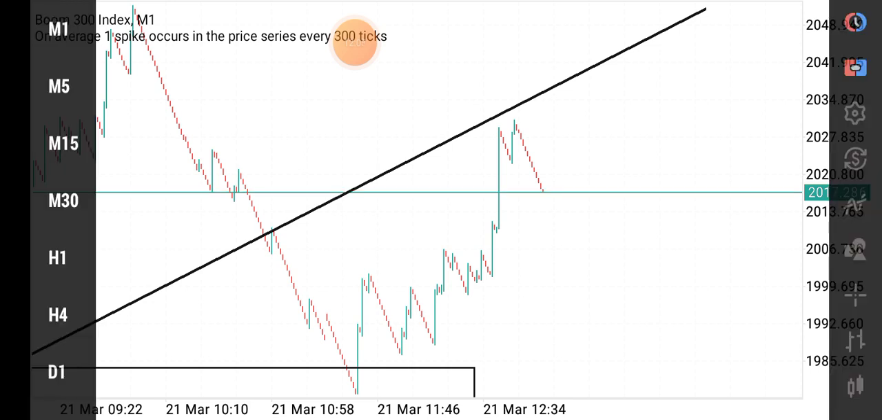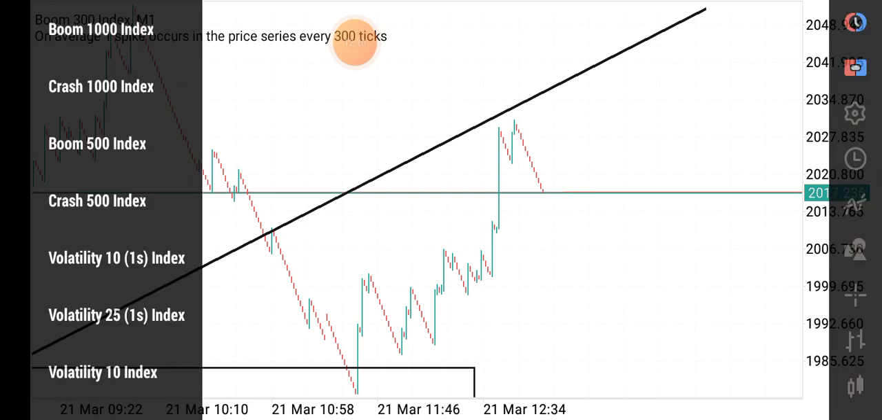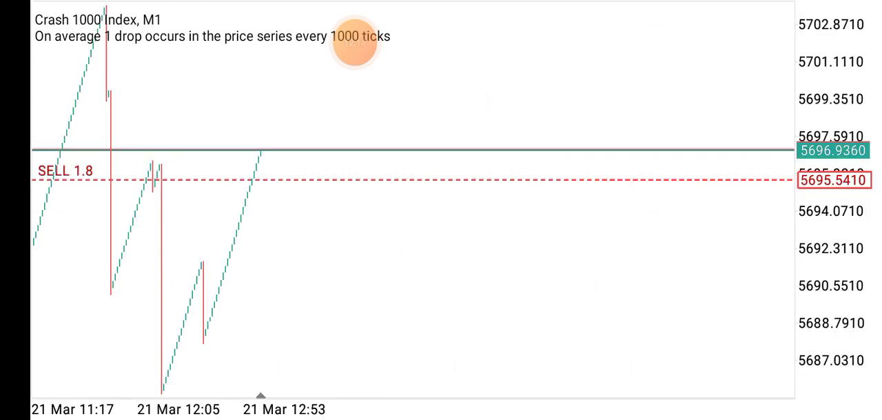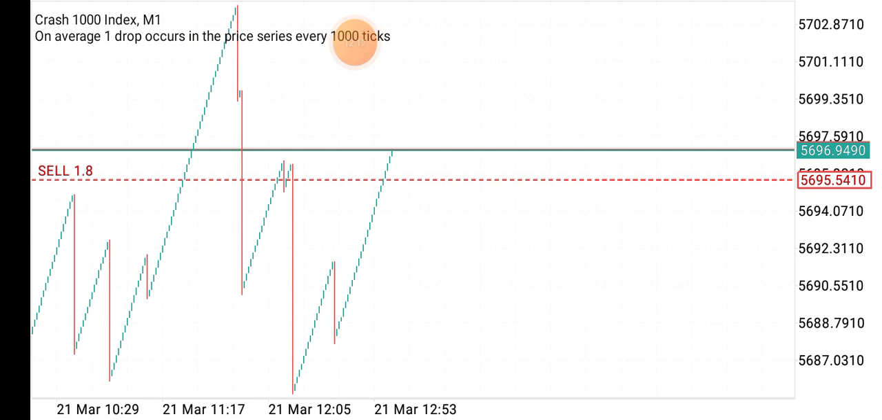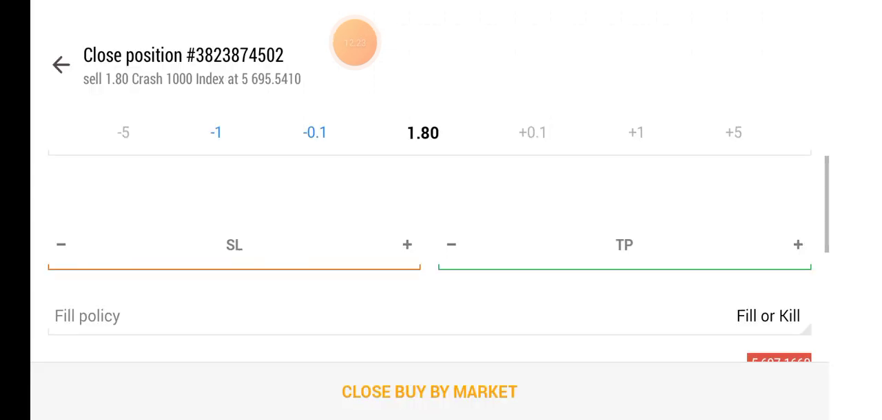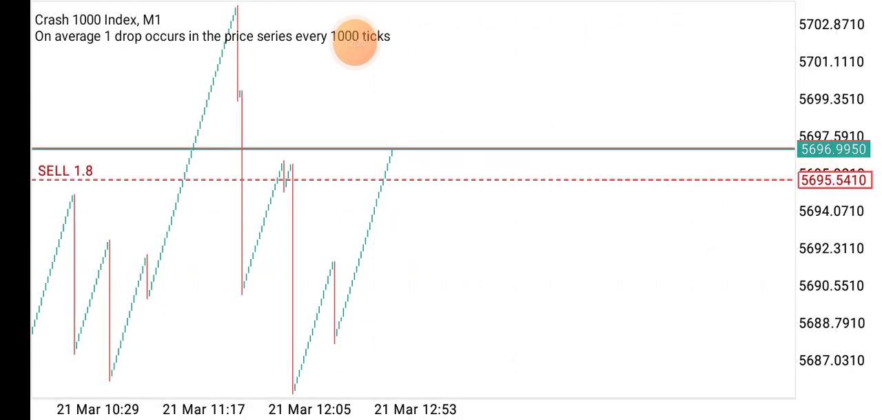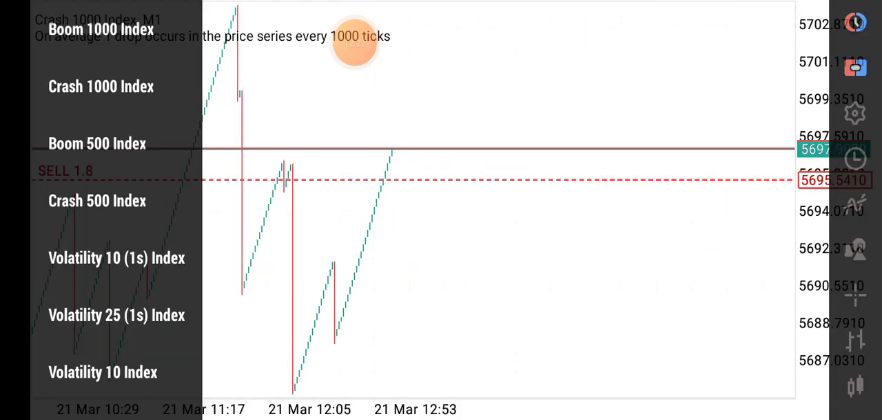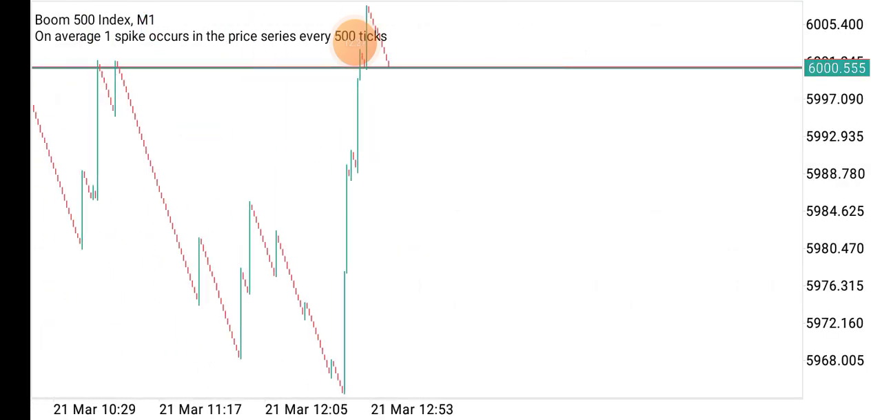Let me see. Based on the same strategy, I think I have a trade running on Crash 1000. Oh, it spiked and it's back into losses. I'm still expecting more spikes. That's why I've not closed this trade. I'm still expecting more spikes. I think I have a trade on Boom 500. Oh, I do not have a trade on Boom 500.